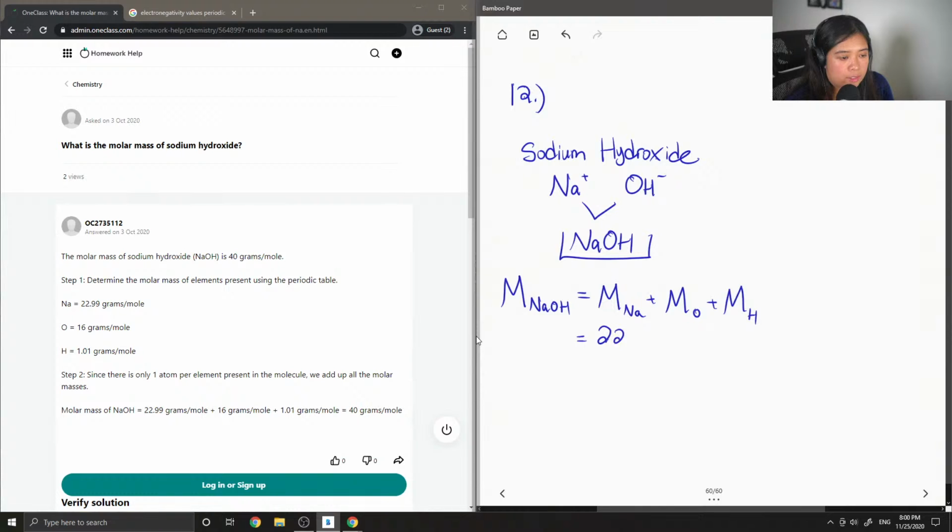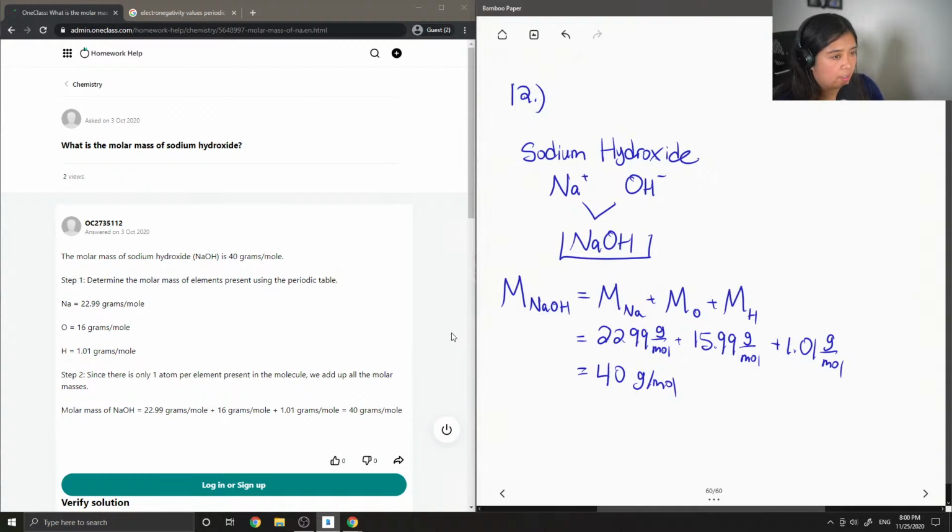For sodium, it is 22.99 grams per mole. For oxygen, it is around 15.99 grams per mole. And the molar mass of hydrogen is 1.01 grams per mole. So adding all these values up, we end up getting around 40 grams per mole for the molar mass of sodium hydroxide.